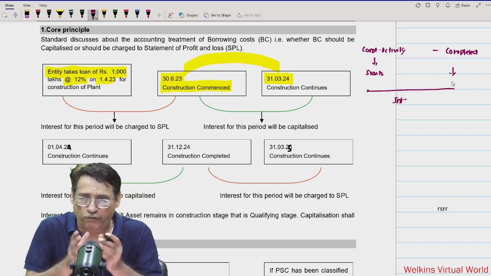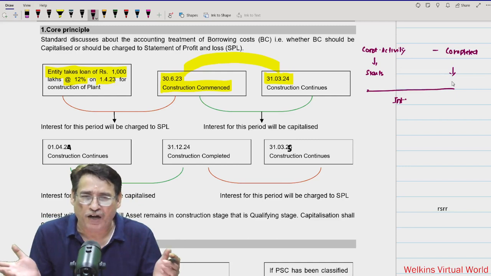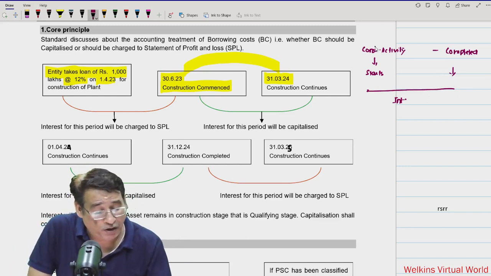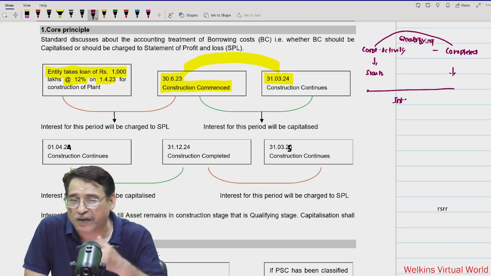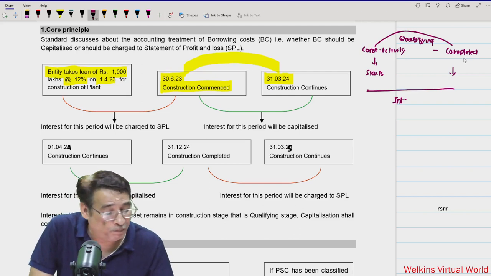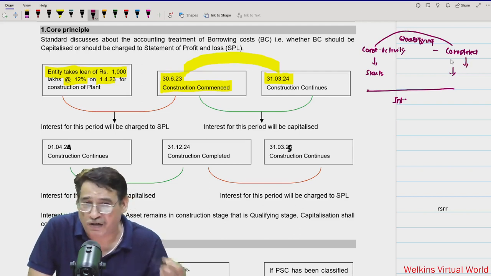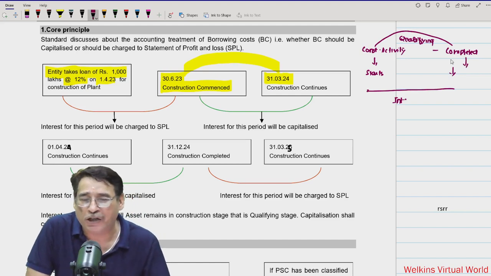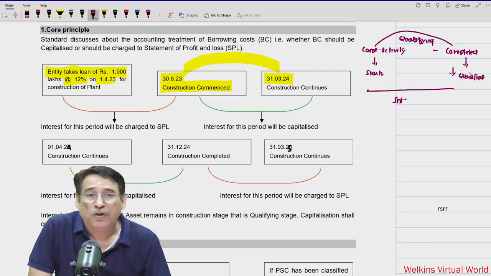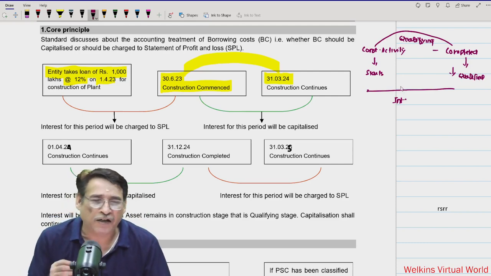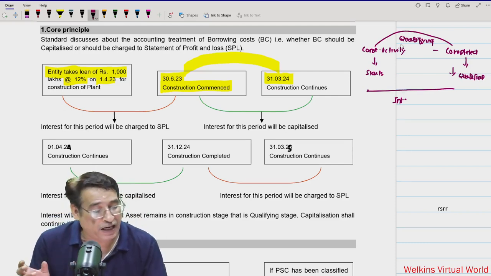And in simpler words, just to simplify things, I will say that during this particular stage, the asset is qualifying. That qualifying stage means when construction activity has commenced and it hasn't yet completed. The moment construction activity gets completed, or the asset is complete, meaning it is ready to use, in that case I would say the asset has become qualified. So in simple words, now we can say that interest will be capitalized if the asset is qualifying.